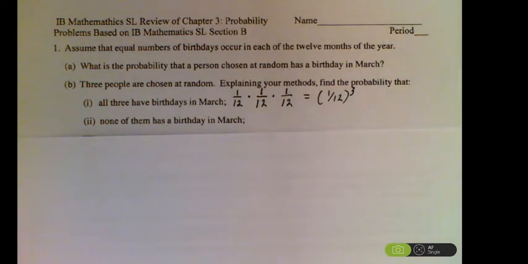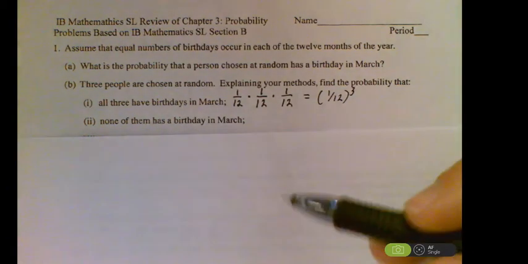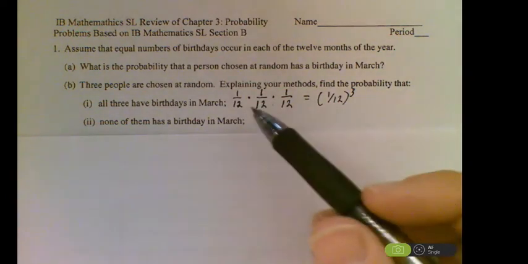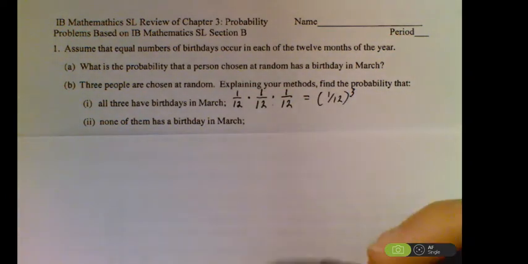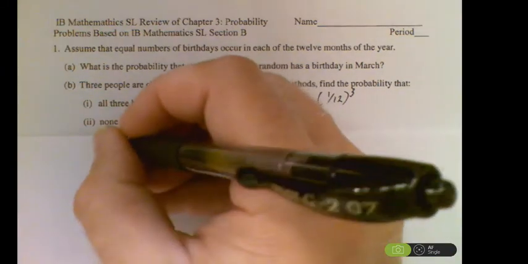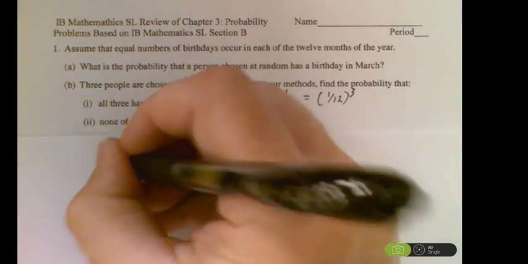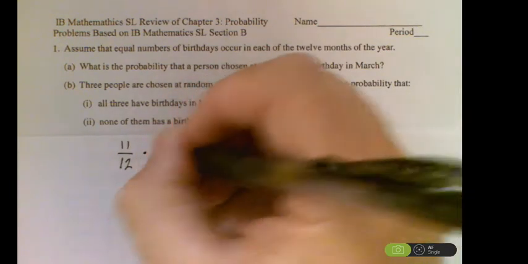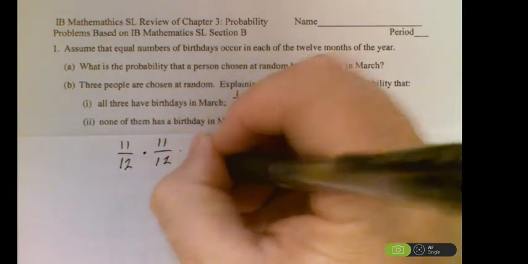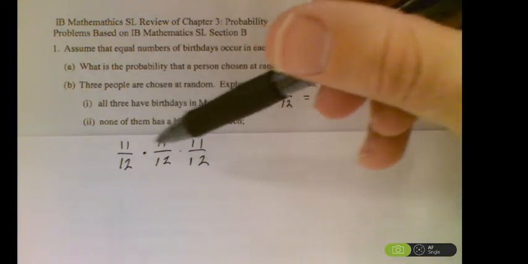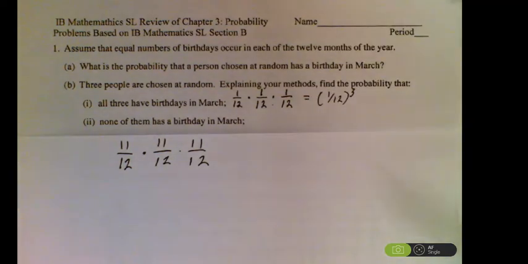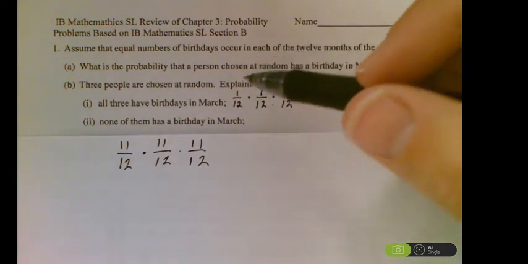Same thing. So what about the fact that none of them have a birthday in March? The easiest way of looking at that would be to consider those cases the same way we took to figure out that answer. If it's not in March, that means there's 11 out of 12 that it's not in March for the first person, 11 out of 12 for the second person, and 11 out of 12 for the third person. So just not March, and not March. We're just looking at the complement to these guys right here. So that's as far as we're going on problem 1.